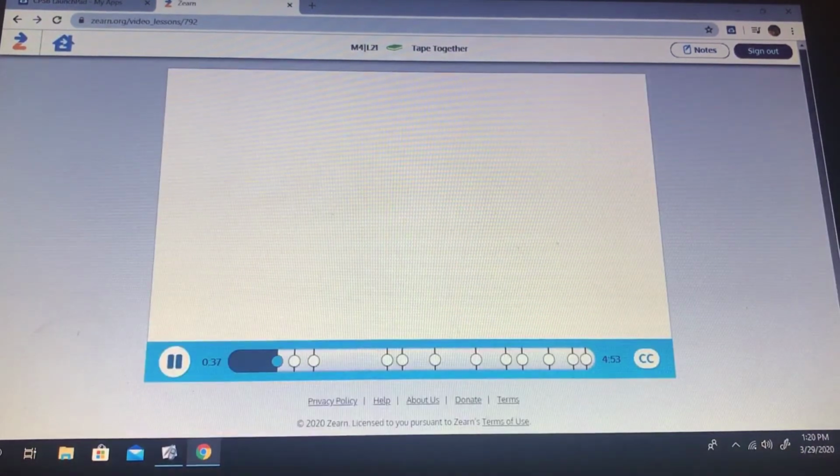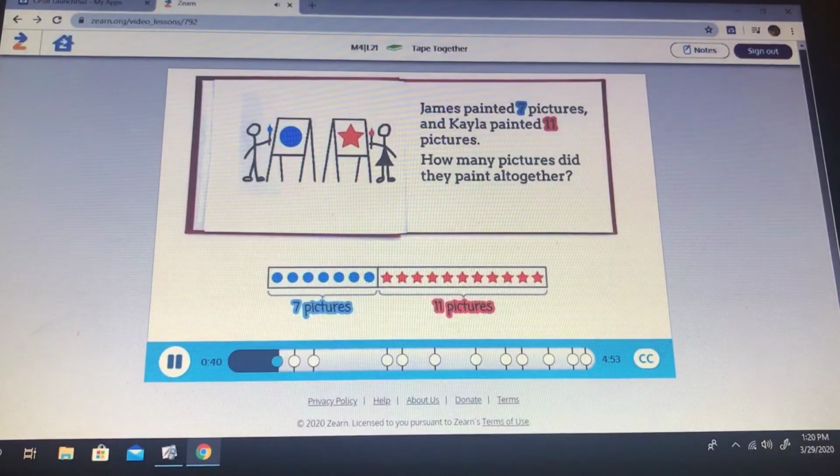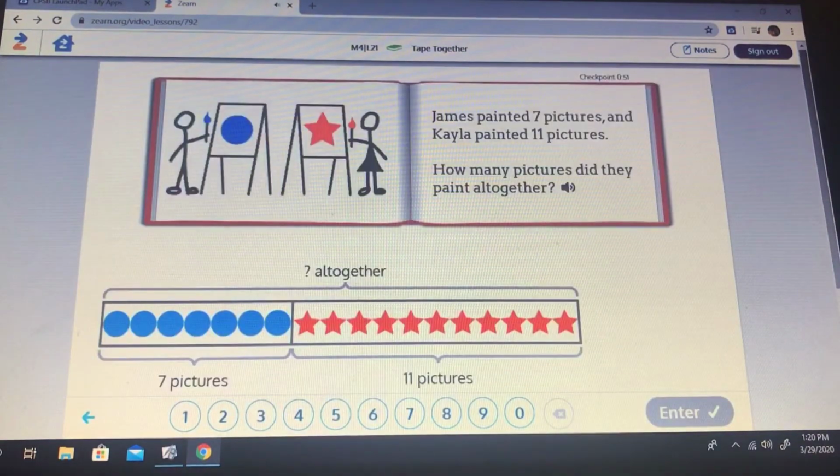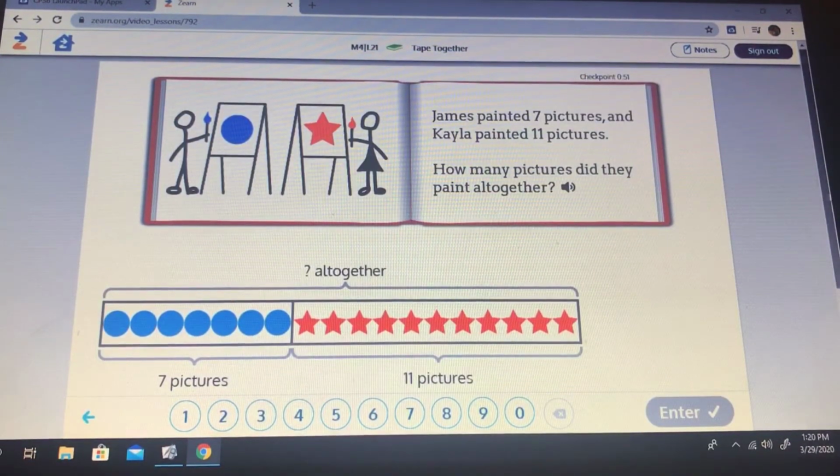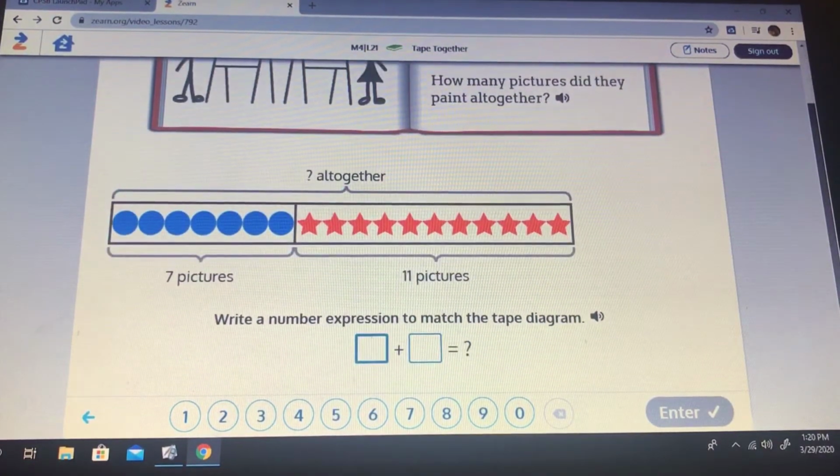Now we can see the 2 parts of the story. From here to here, how many pictures did they paint all together? Write a number expression to match the tape diagram. So we're trying to figure out how many pictures were painted all together. So we're going to be adding James's pictures and Kayla's pictures to find our total. So if we were to write that as a number expression, how do you think we could do that? Well, first, we could start with James's pictures, which is 7. And then we have Kayla's pictures, which is 11 pictures.